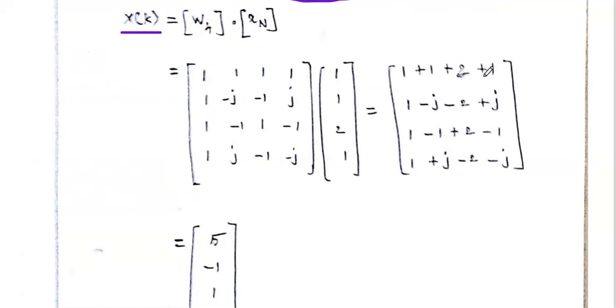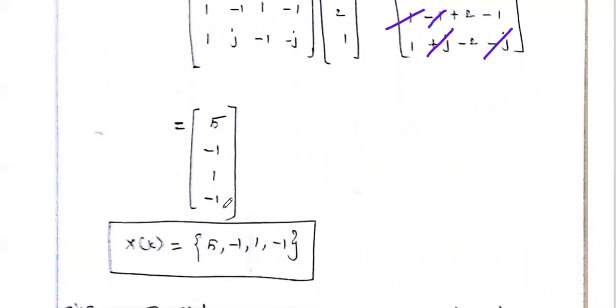Then you just add the elements. 1 plus 1 plus 2 plus 1 is 5. In the second row, minus j plus j cancel, then minus 2 plus 1 gives minus 1. Similarly here, 1 minus 1 cancel, then 2 minus 1 is 1. Similarly, plus j and minus j cancel, and minus 2 plus 1, we get the answer minus 1.